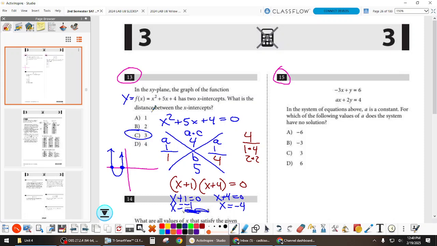This is an SAT answer trick. It's not because we care necessarily how far apart they are, but because they don't want you to be able to just plug answers in and guess. If they just gave you -1 and -4, you could just plug them in and see if they work. But in this case, because they give you a subtraction problem, you have to actually solve for them.